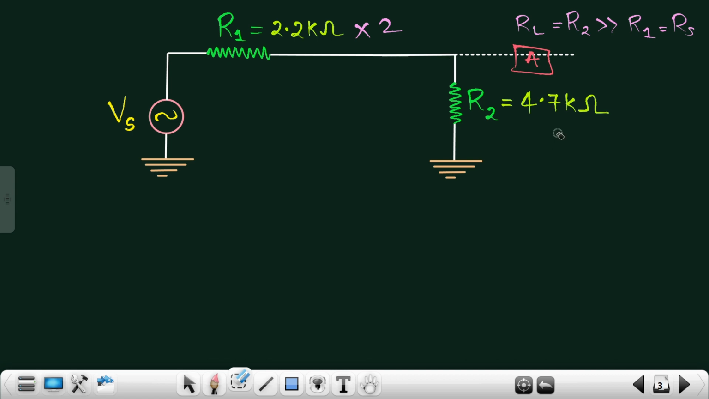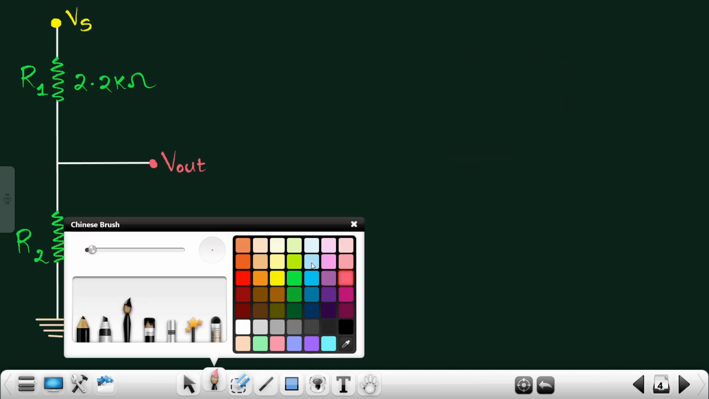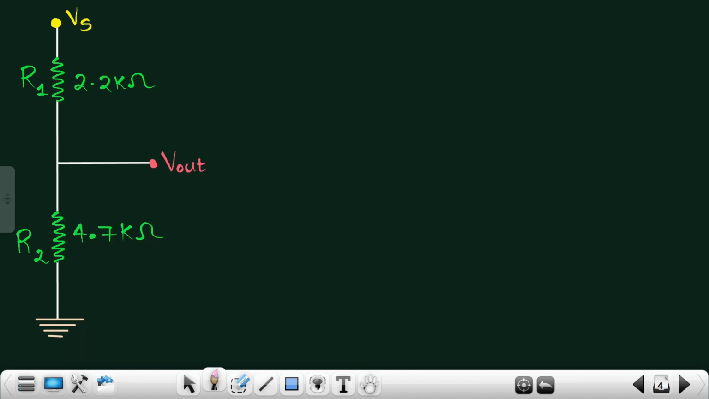Okay, let me erase it. All right, now what I will do, I'll just apply the voltage divider formula. So therefore this V out would be, I hope you all are familiar with the formula which we had already seen in our previous few videos, right?